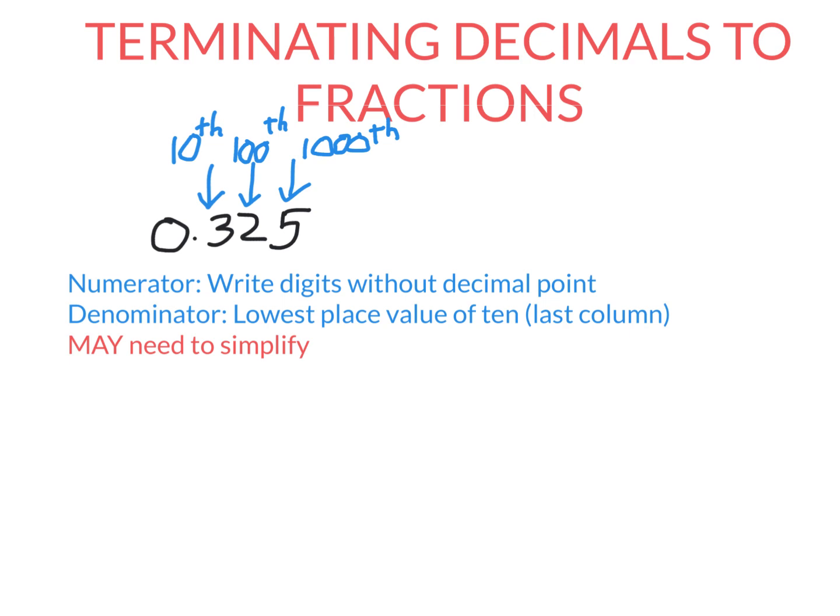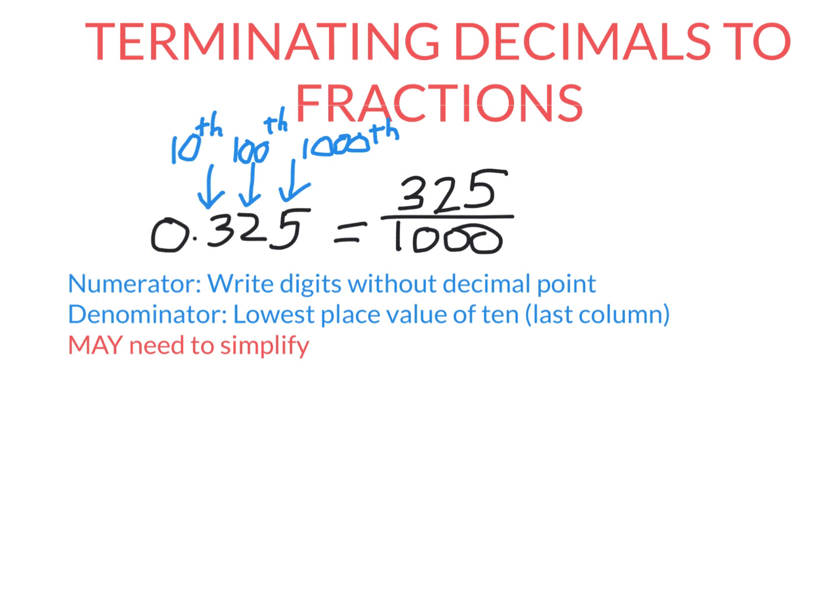Well, let's convert 0.325 into a fraction. So on top, we just write all of the digits without the decimal point. So 325. Now what goes on the bottom is the lowest place value of 10. The lowest place value is the thousandths. So to find the lowest place value, find the last digit and find in which column it is. This is in the thousandths column, so we write 1,000 on the bottom. This number here is 325 thousandths. So we can simplify this fraction.